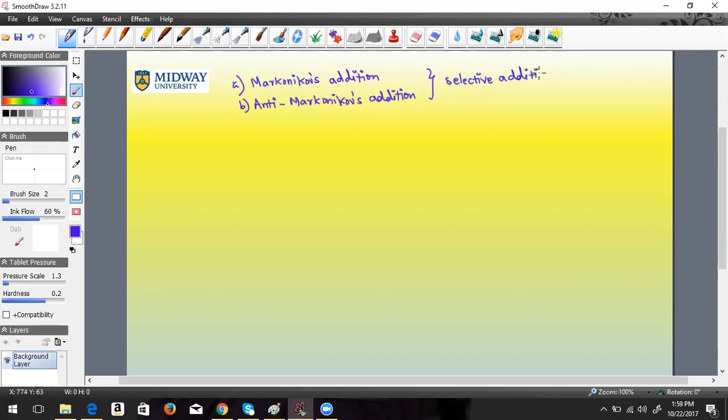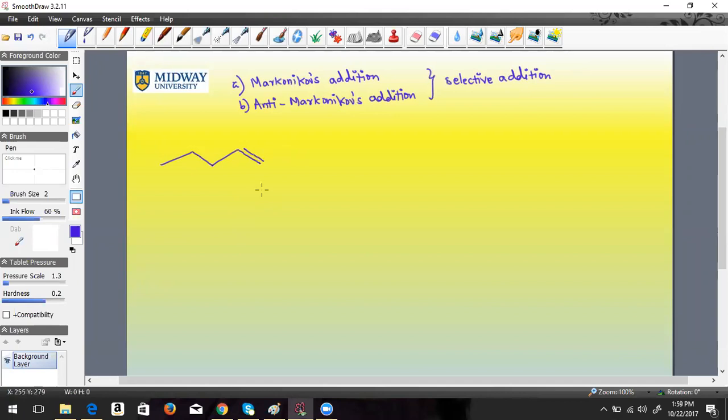So if you're carrying out a Markovnikov addition, you can actually tell how the reaction will happen. If you're going to carry out an anti-Markovnikov addition, then you can be sure what your product would look like. So it's a selective addition. And pretty much the knowledge you gain will remain the same. So let's just pick an unsymmetrical alkene. I'm just going to pick this one for now. All right, that is an unsymmetrical alkene.